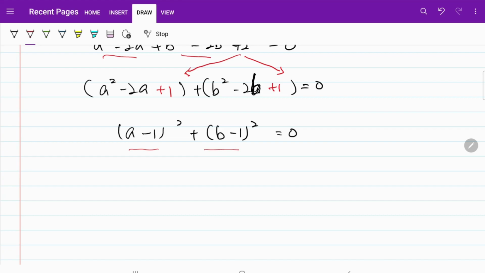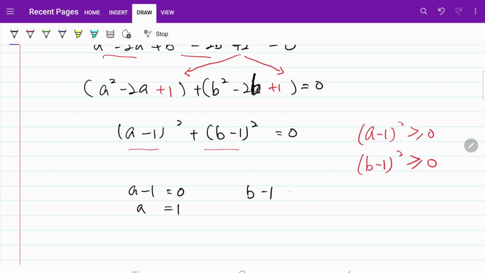What is the conclusion that we can draw from this? We know for any squared number, a minus 1 square has to be greater than or equal to 0. And likewise, b minus 1 square has to also be greater than or equal to 0. So the only conclusion that we can draw from this equation is a minus 1 equal to 0, a equal to 1, b minus 1 is also equal to 0, and b is equal to 1 as well.